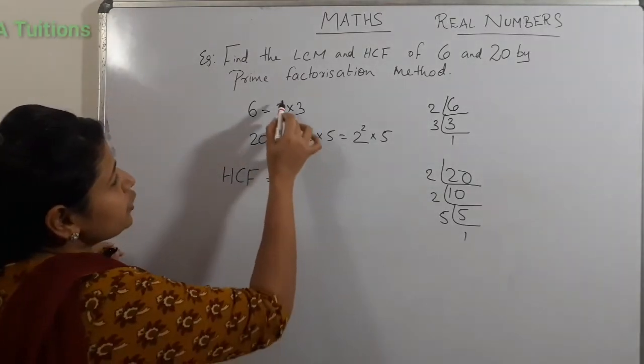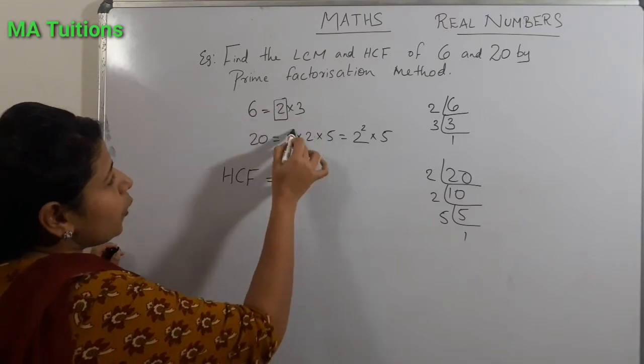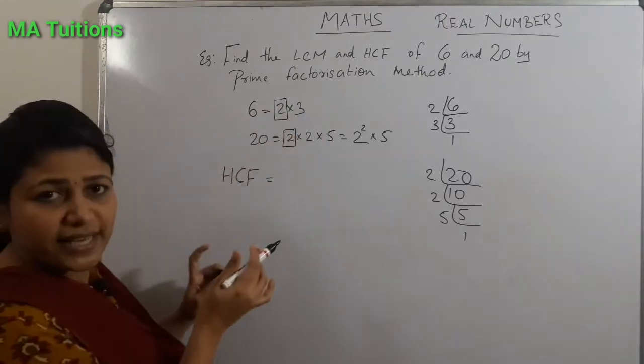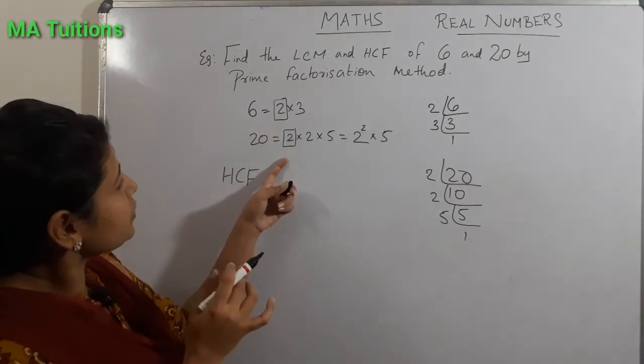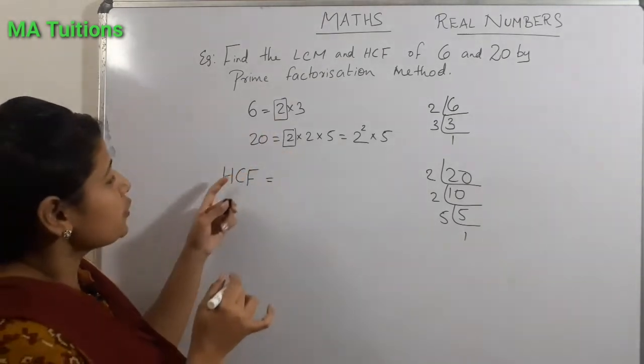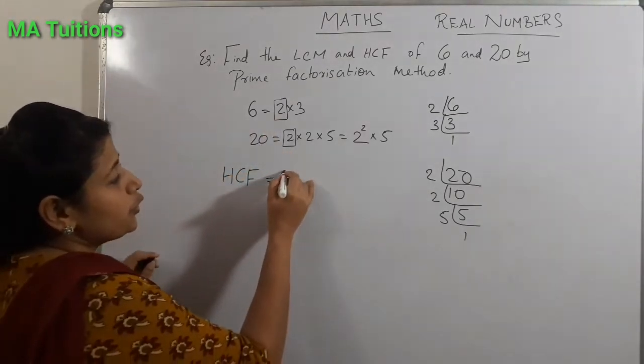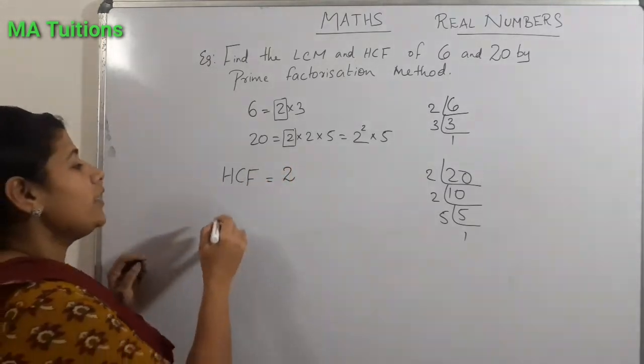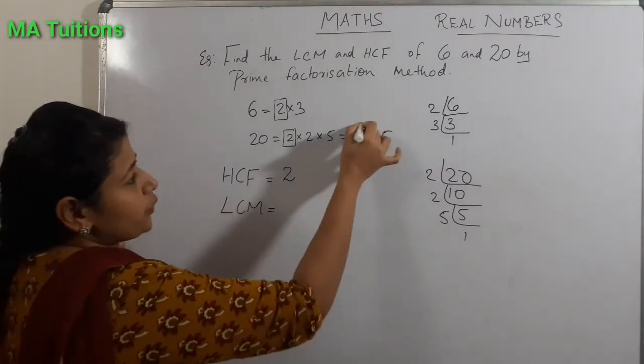So here only 2 is the common factor to both 6 and 20. Only 2 is there which is common to 6 and 20. So we can write HCF as 2. And what about LCM? Take 2 raised to 2.